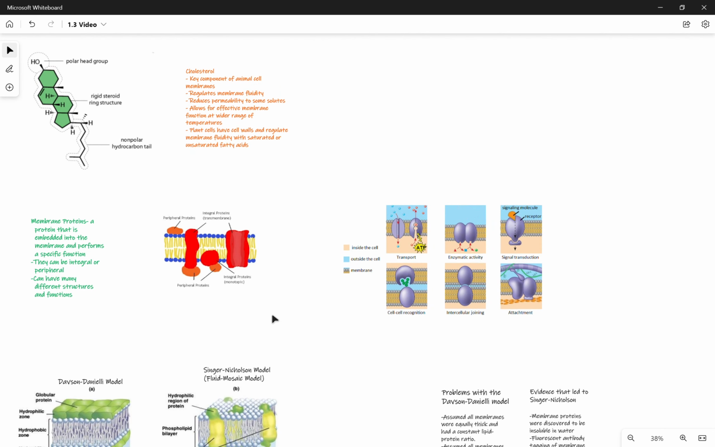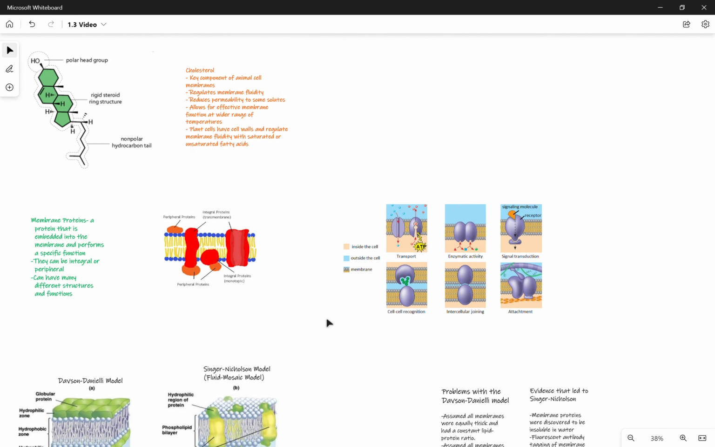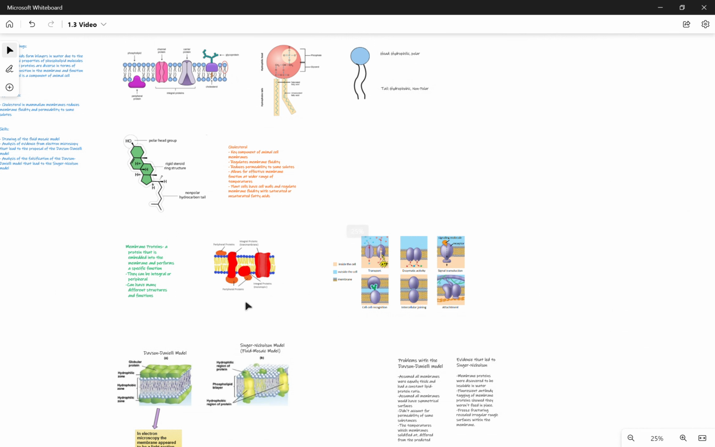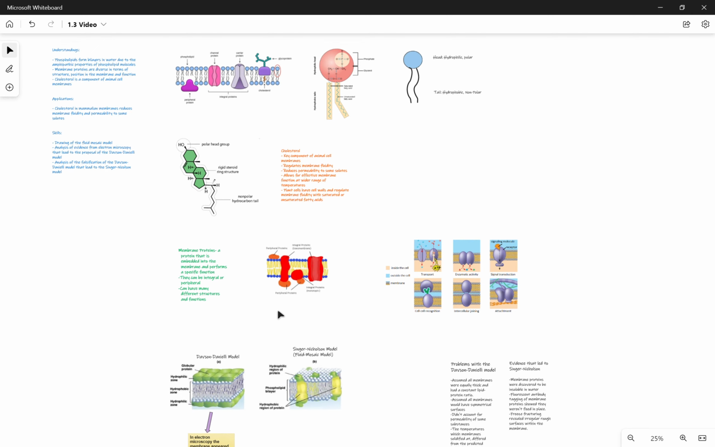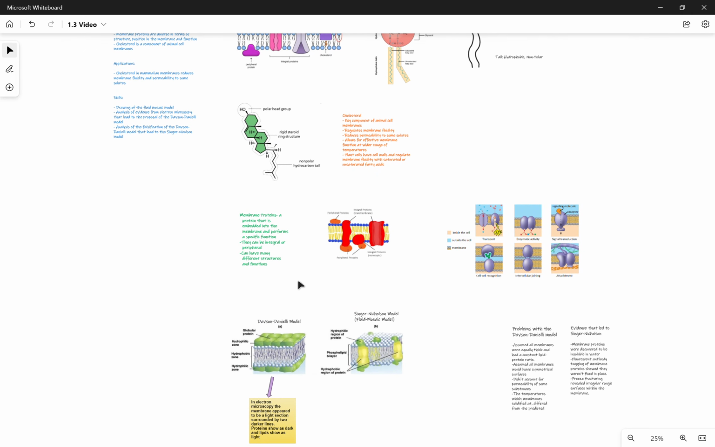So a few of the functions that you'll find membrane proteins are for transport, moving things in and out of the cell, enzymatic activity, signals such as in nerve cells, cell-to-cell recognition with glycoproteins on the outside, intercellular joining or attachment. So very wide range of functions, but all very important to sustaining the life of an organism.